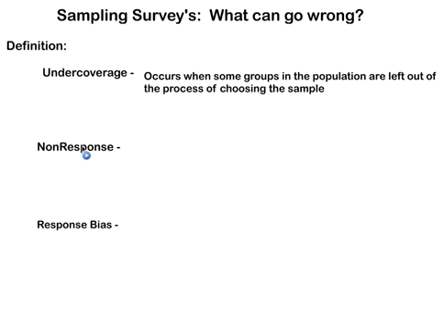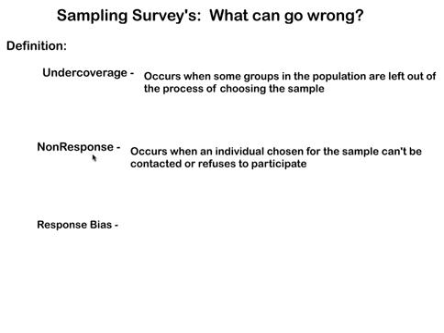Non-response is another way that sampling surveys can go wrong, and this occurs when an individual is chosen for the sample but cannot be contacted or refuses to participate. So this is like the opposite of voluntary response.